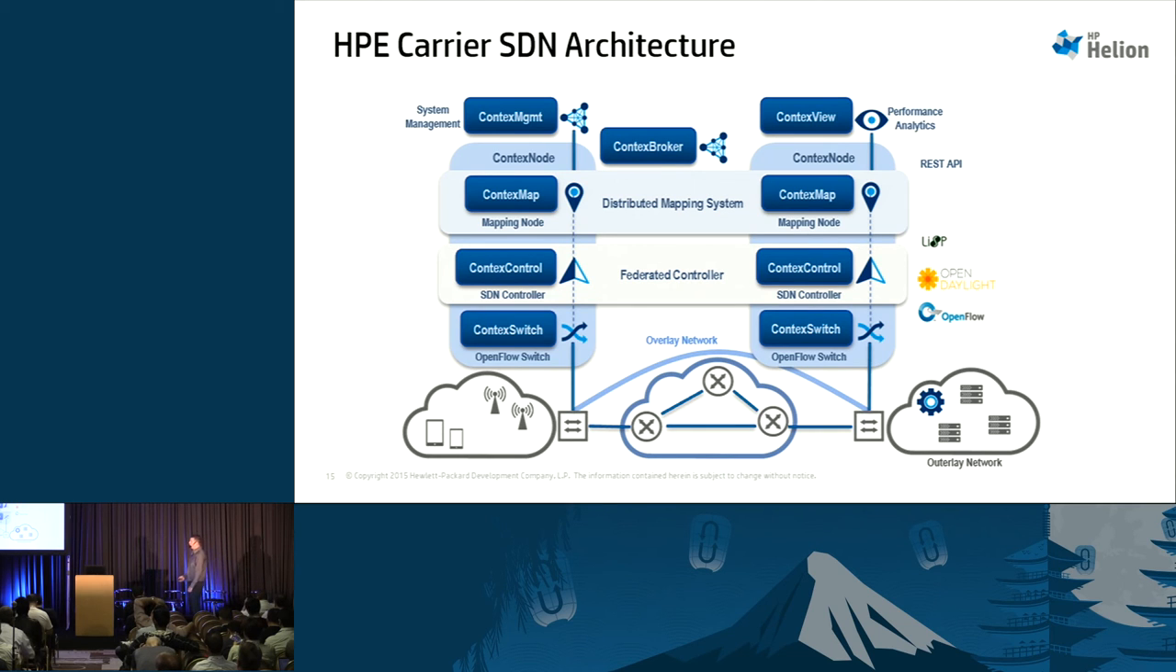As for the northbound of this solution, we have a set of brokers. It could be a REST broker, it could be AAA, if we want to identify a new subscriber and learn about a new subscriber from a AAA server. It could be Radius, it could be Gx, Diameter, whatever. We have a broker for each one of them.